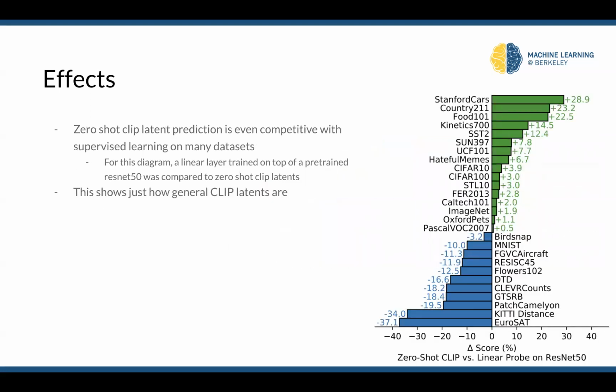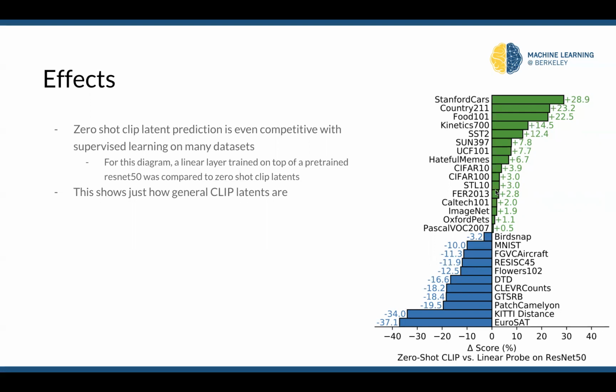And zero-shot prediction is even competitive across just a ton of different data sets. This diagram again compares a linear layer trained on top of a pre-trained ResNet 50 to zero-shot CLIP latents. You can see that even on something as complex as ImageNet, CLIP gets like 1.9% better performance relative to a pre-trained ResNet 50 that's been frozen with a linear layer on top.